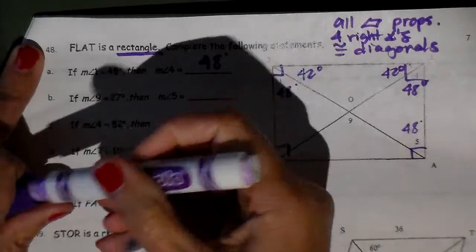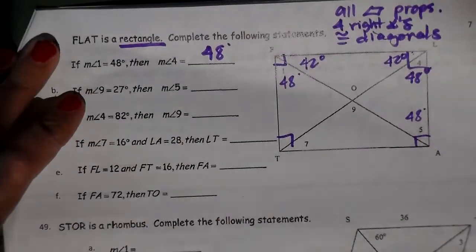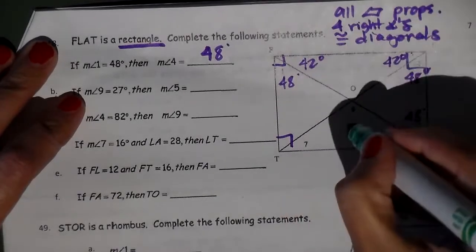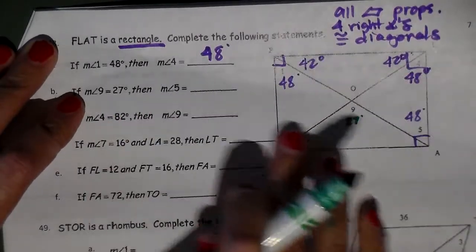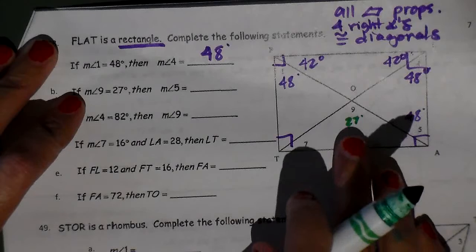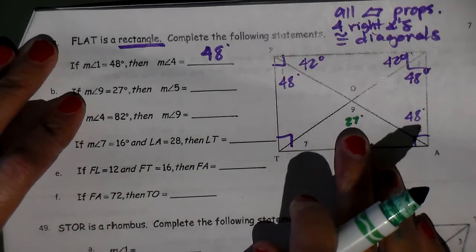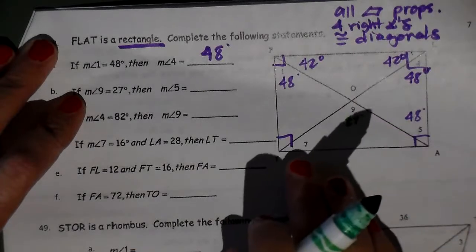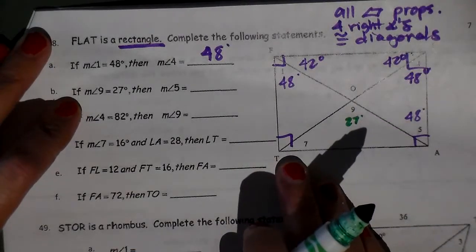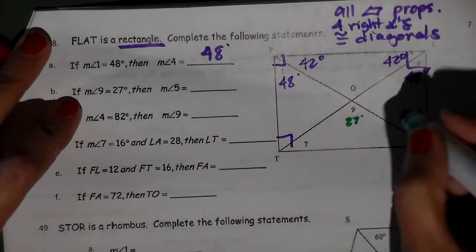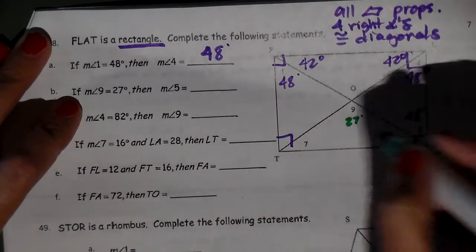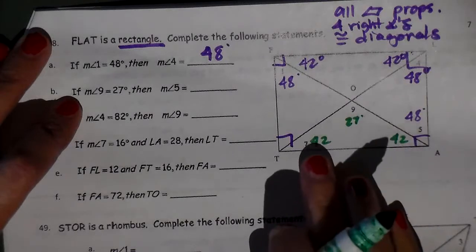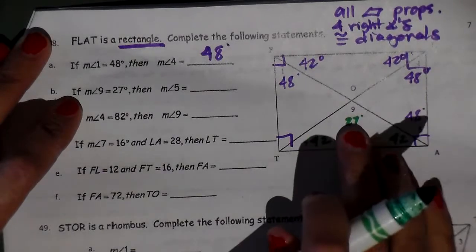If the measure of angle 9 is 27, so if this guy's 27, what's the measure of angle 5? Well, if that's 27, and you want to find the measure of angle 5, you know that that adds to 90, and that's 90. Well, what do we already know this one is? That's 48. So this is also 42. This is also 42. Okay? But look what happens. I have 84 and 27.